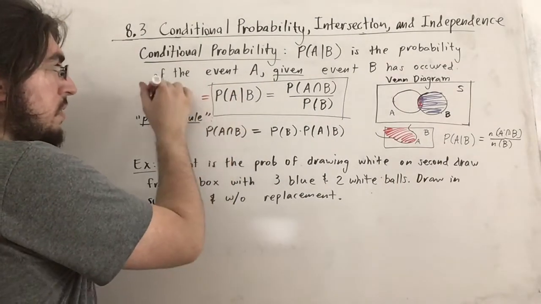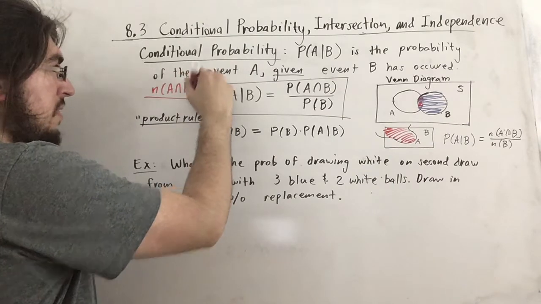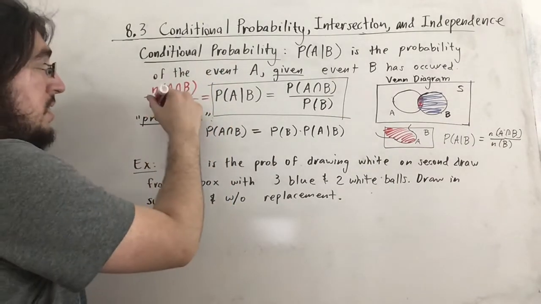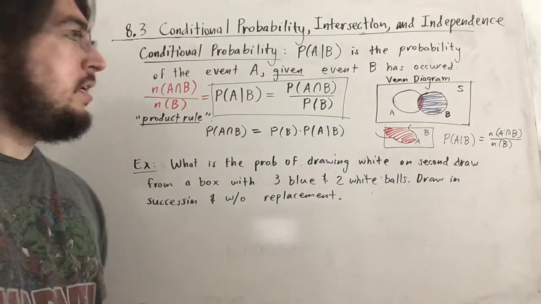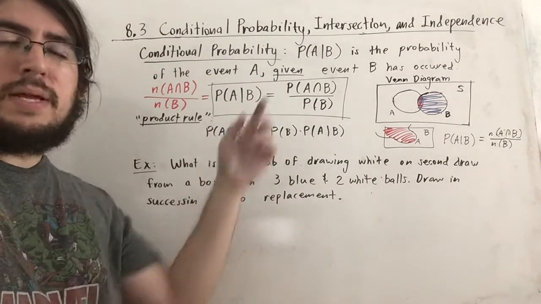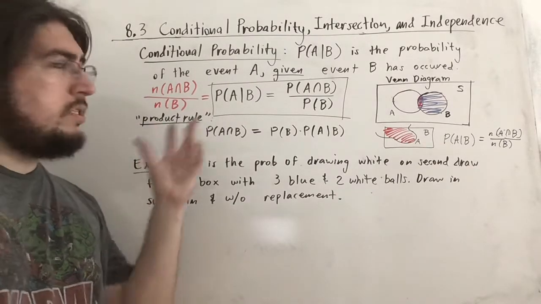This is also equal to, coincidentally, the number of elements in the intersection divided by the number of things in the set that has already occurred. So consider this to be the denominator, basically. That's kind of the best way of thinking of it. Now there's an alternate way of writing this.